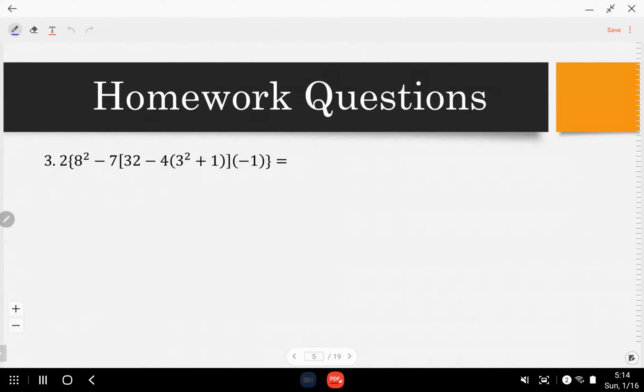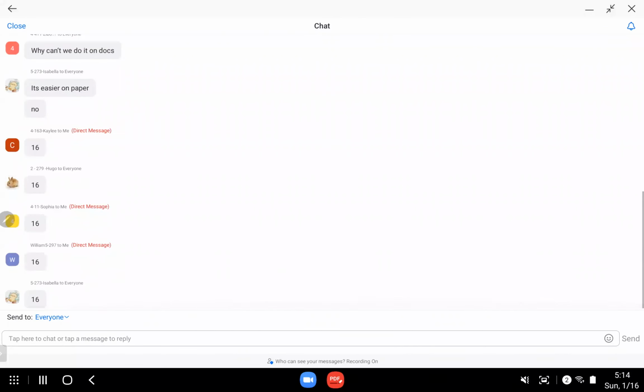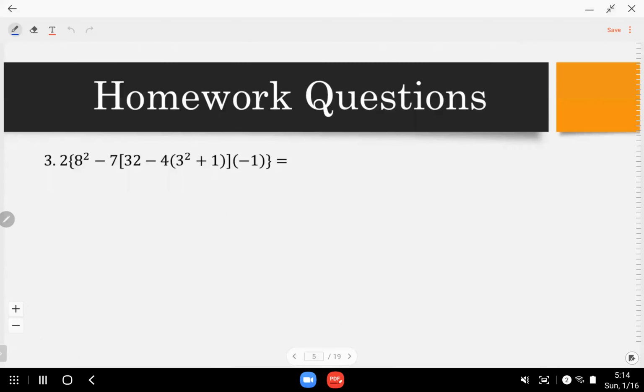All right, so is everybody done filling out their answers for this one? All right, yes, 16, that's very good. So how do we do this one? First of all, we have this outermost parentheses here, the brackets, the curly brackets. And then we take it a step further and we see these square brackets. Go even further, these normal parentheses.